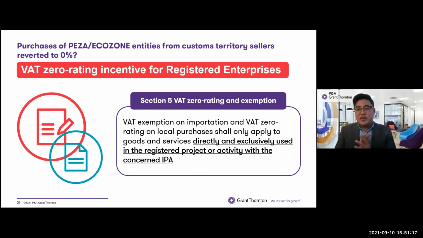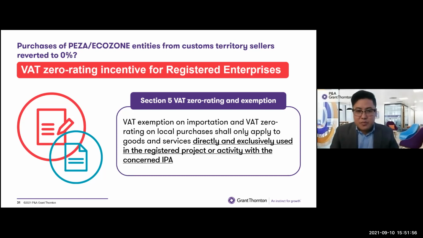Because of course, if you subject everything to VAT, especially on the purchases, the ones who will also suffer are the 100% exporters who are compliant with the rules and regulations. So they have to take their sentiments into consideration. Because of that, they included Section 5, no? Which states that so long as it's directly and exclusively used in the registered project or activity, then it will still be VAT zero rated. There should be no 12% VAT passed on to you by your supplier.